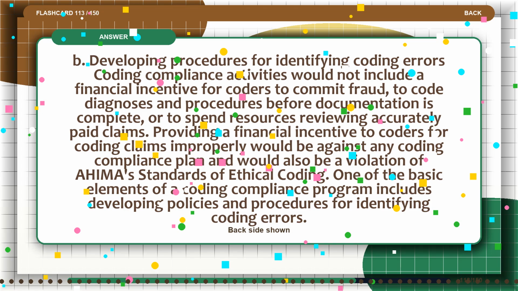The answer is B. Developing procedures for identifying coding errors. Coding compliance activities would not include a financial incentive for coders to commit fraud, to code diagnoses and procedures before documentation is complete, or to spend resources reviewing accurately paid claims. Providing a financial incentive to coders for coding claims improperly would be against any coding compliance plan, and would also be a violation of AHIMA standards of ethical coding. One of the basic elements of a coding compliance program includes developing policies and procedures for identifying coding errors.